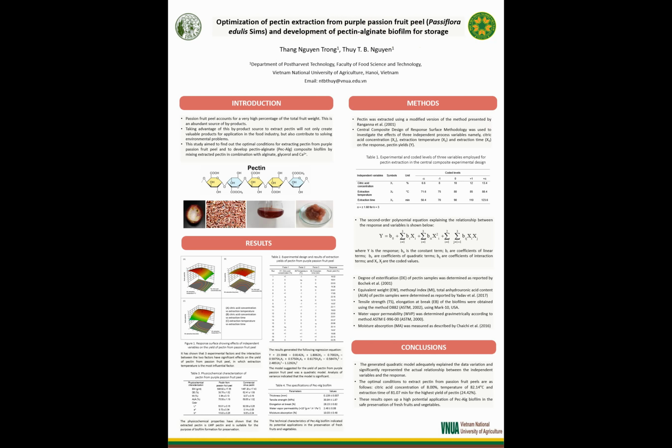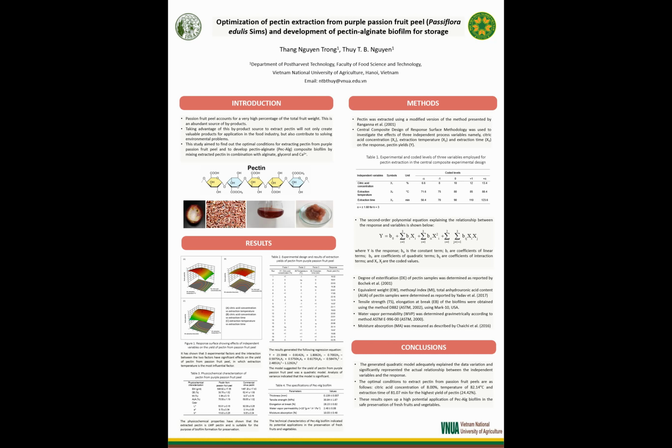As you know, a passion fruit peel accounts for a very high percentage of the total fruit weight, about 51%. This is an abundant source of byproducts, so taking advantage of this byproduct source to extract pectin will not only create valuable products for application in the food industry, but also contribute to solving environmental problems.